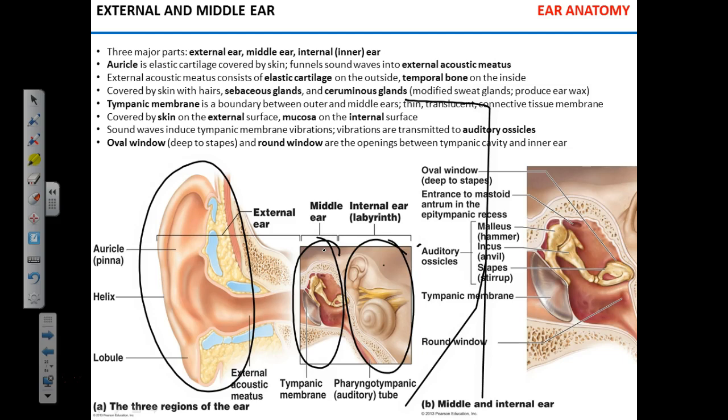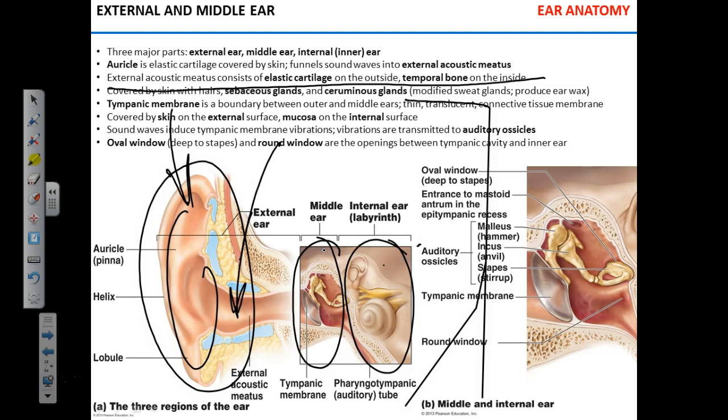Outside, the external part is pretty boring. It's the auricle, which is essentially an elastic cartilage covered by skin. The auricle is shaped a little bit like a spiral, so it channels the sound into the tube that is called the external acoustic meatus. The external acoustic meatus is essentially a hole in the temporal bone of the skull, and if you look at Marvin, you will be able to see a little bit of it in the temporal bone.